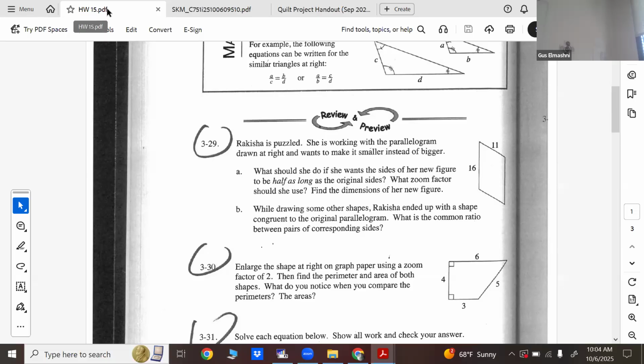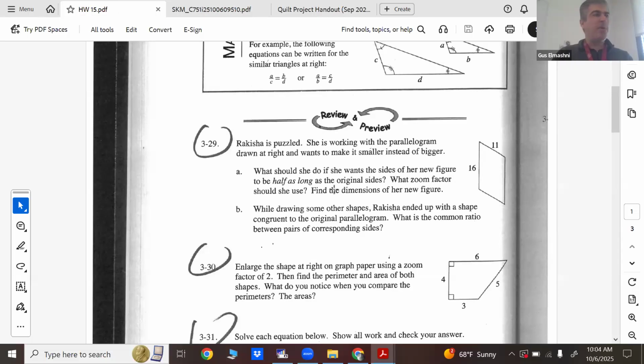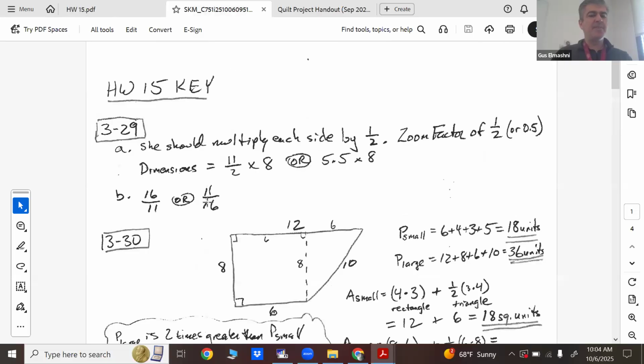Yeah, actually, we should probably ask Mr. Davidson about this one. For number 29B, because it's asking what's the common ratio between pairs of corresponding sides. Wouldn't it be 1 to 2 though, if you're comparing it to the new diagram? Yeah, it would be. Because the answer key says 11 to 16, so we're all confused.